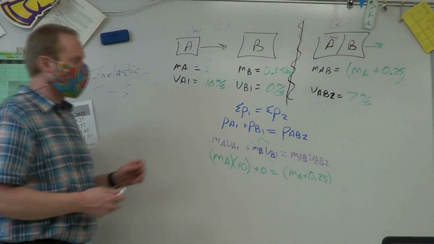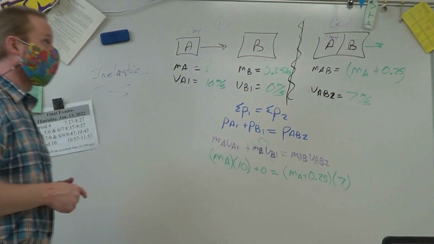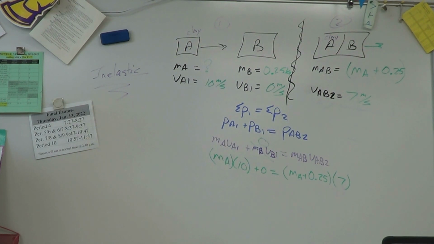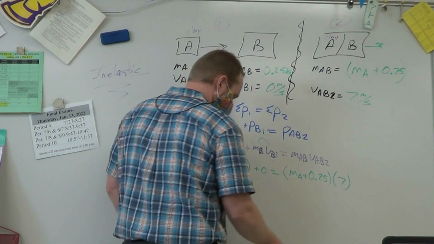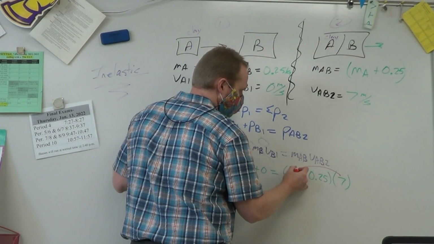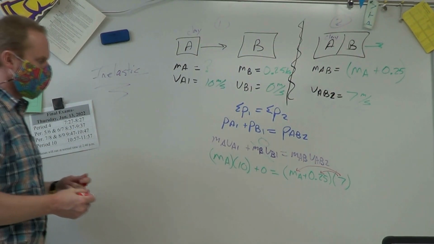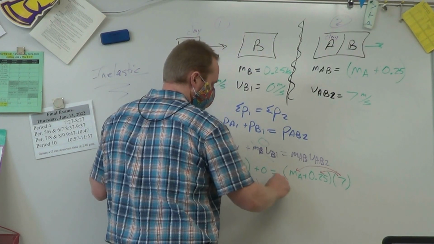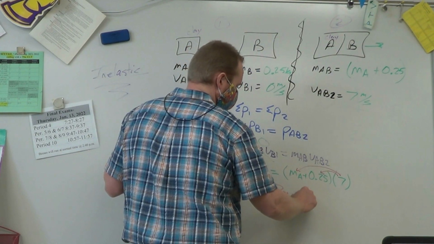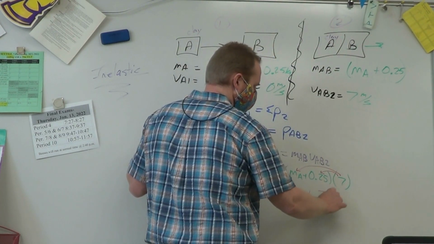That's the expression that we can use for object AB, and then we're going to multiply by the velocity, which is 7. The thing algebraically we just got to remember to do is we have to distribute this 7 to both things in the equation. So we end up with 10 MA is equal to 7 MA plus 1.75.